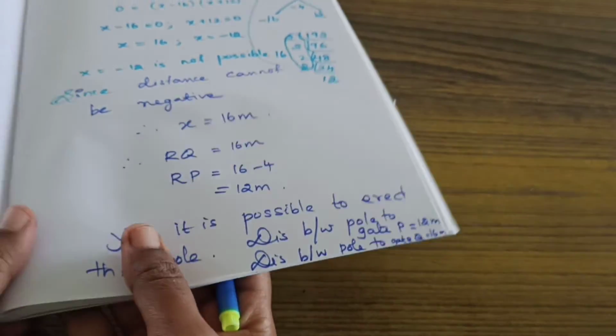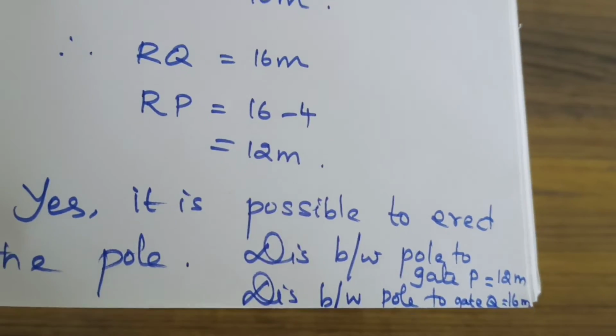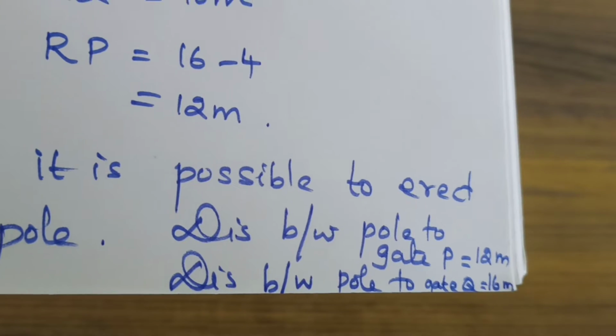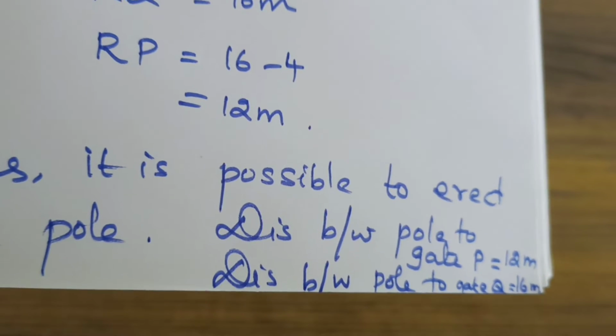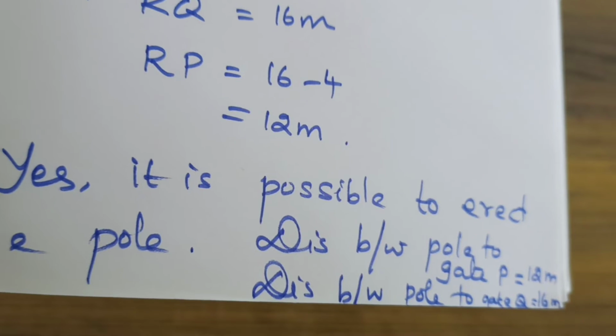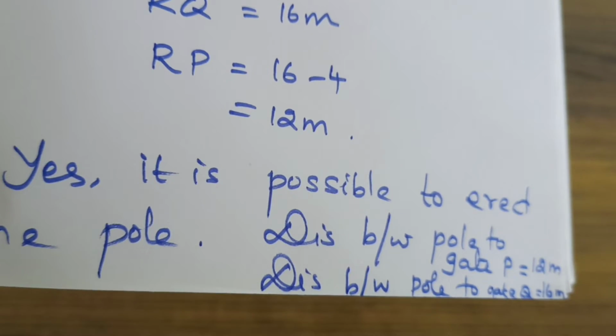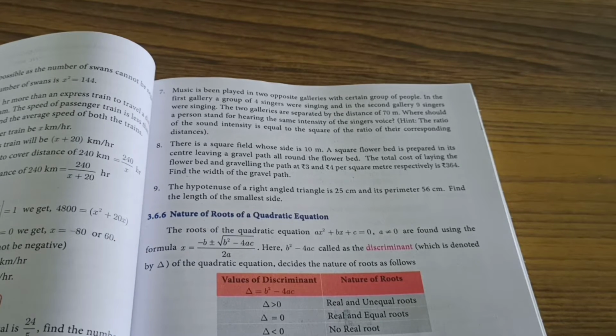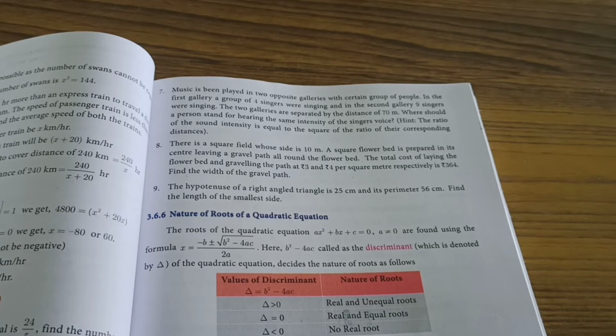Is it clear? The distance between the pole and gate P is equal to 12 meters and the distance between the pole and gate Q is equal to 16 meters. It is possible to erect the pole. Got it? Listen dear students. Now question number 7.